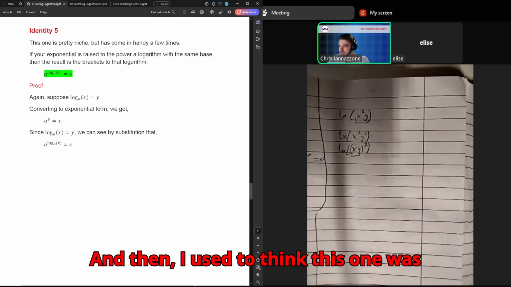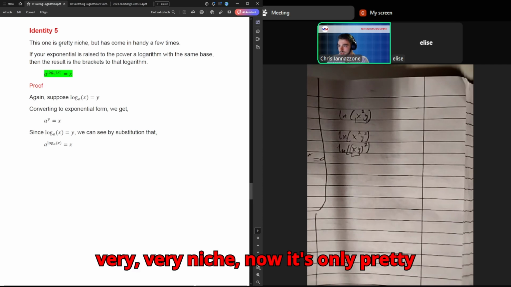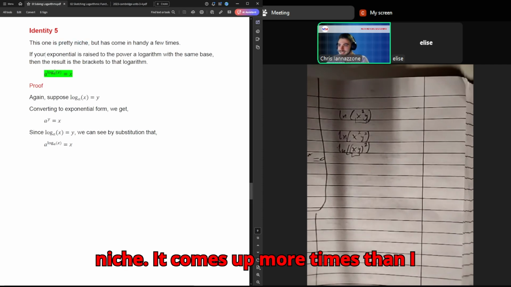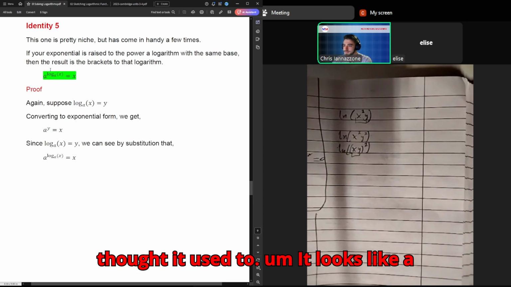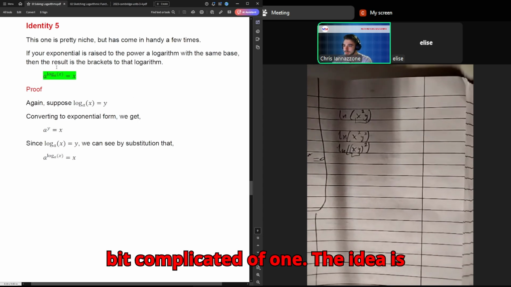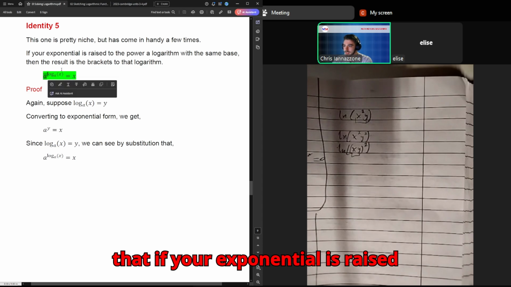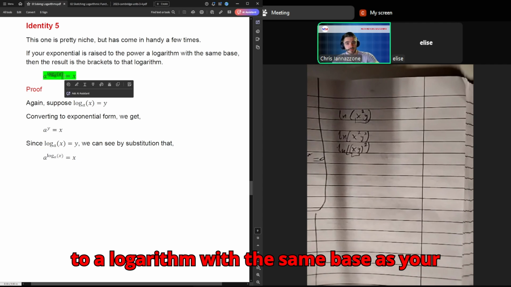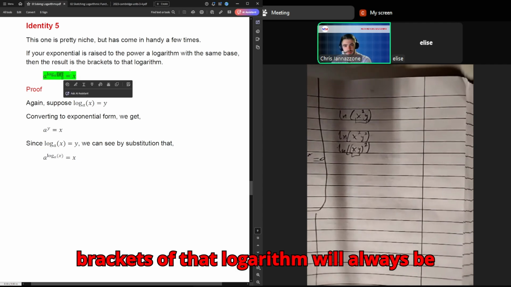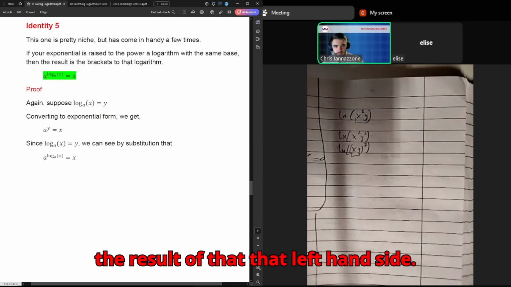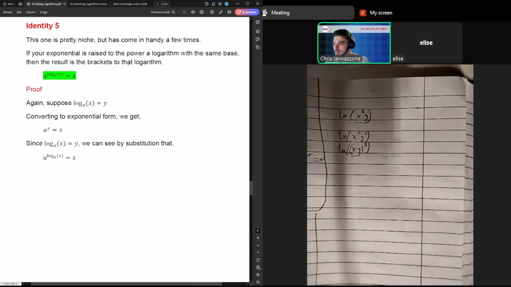And then I used to think this one was very, very niche. Now it's only pretty niche. It comes up more times than I used to think. It looks like a bit of a complicated one. The idea is that if your exponential is raised to a logarithm with the same base as your exponential, then whatever's in the brackets of that logarithm will always be the result of that left-hand side.